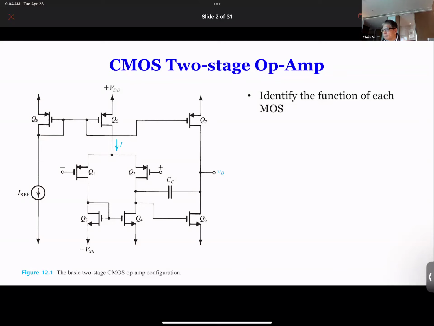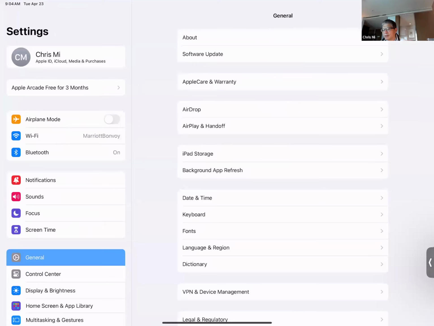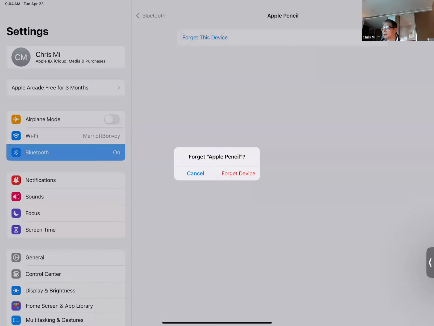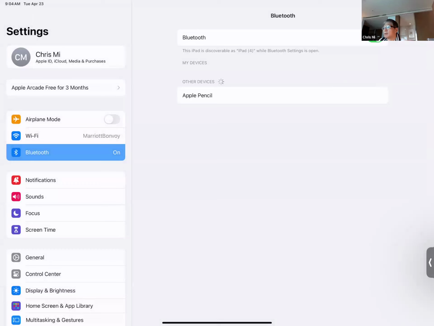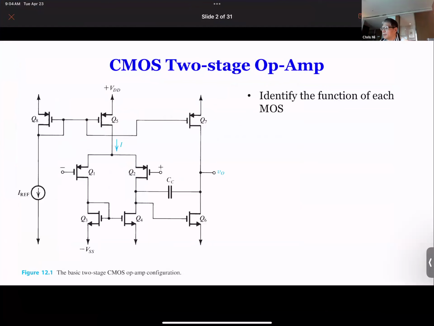Hold on, something happened with my pen. It doesn't work anymore, so I need to give me one second. It was working just a little while ago. Not sure what happened. Okay, let's do this. Yeah, it's 100% charged. Okay, it's connected. Okay, let's go back to our presentation. Hopefully it will work this time.